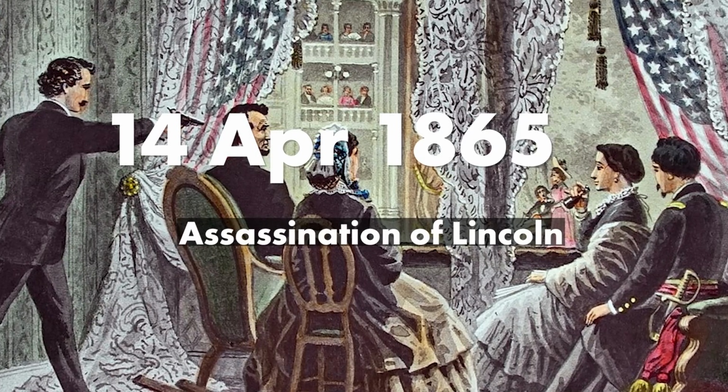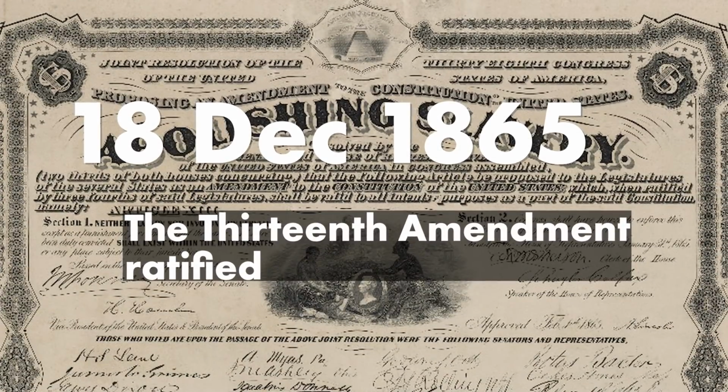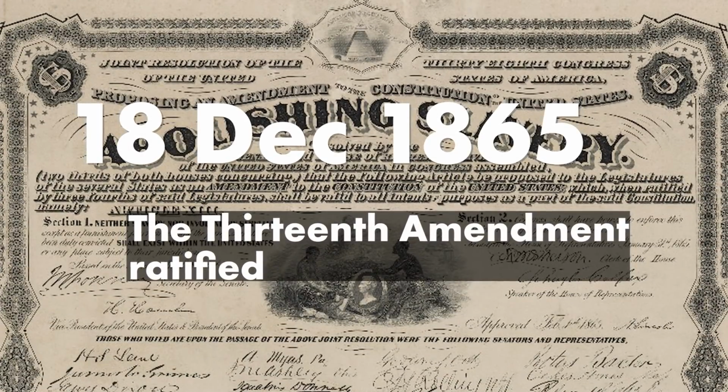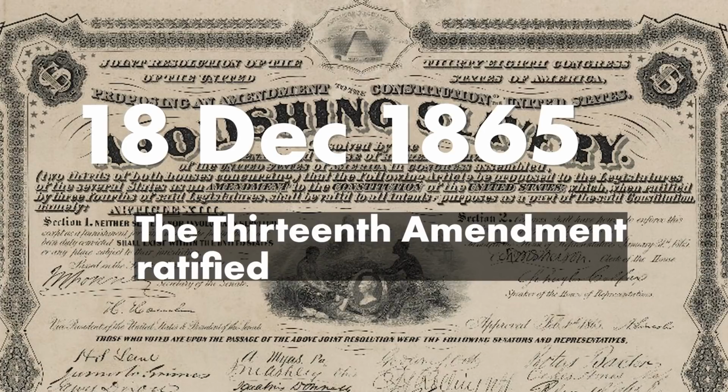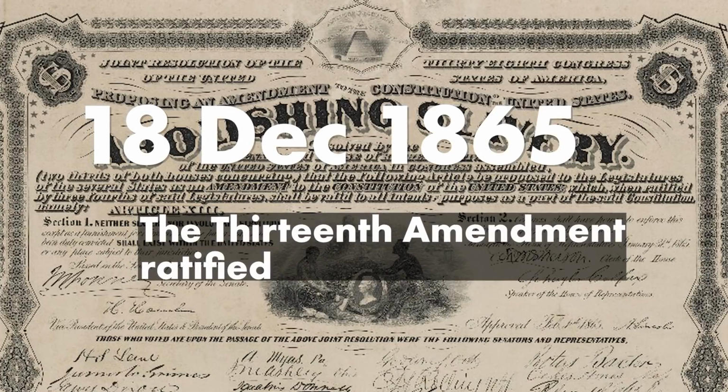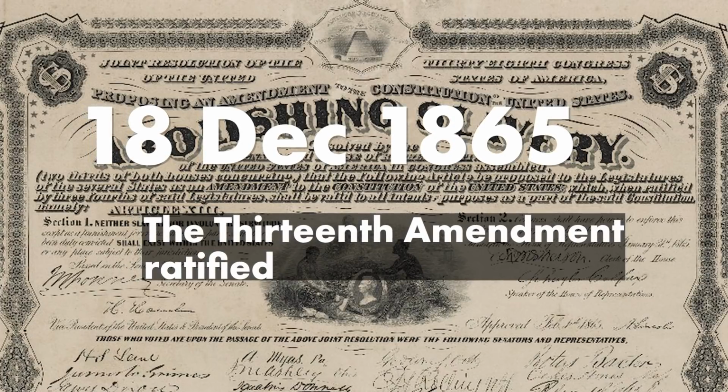Andrew Johnson becomes president. And finally, on the 18th of December 1865, the 13th Amendment is ratified. After a great deal of political wrangling, the 13th Amendment abolishing slavery is ratified. Well, that brings the timeline of events to an end.